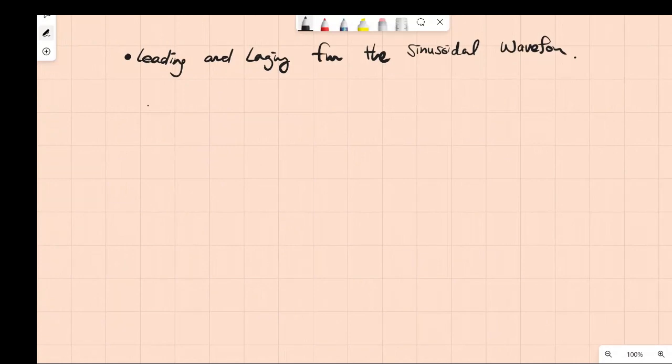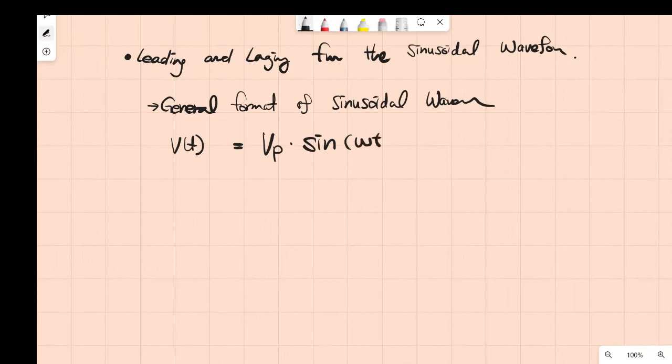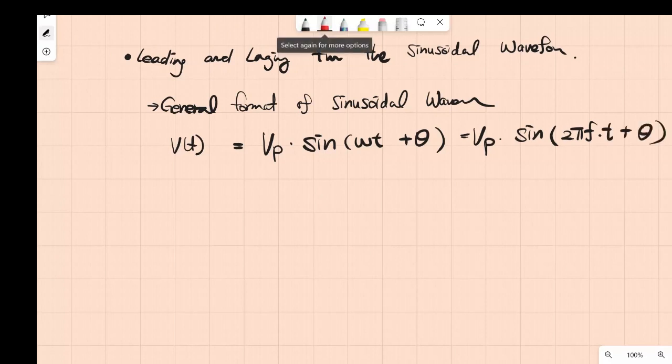We're going to learn the general format of a sinusoidal waveform: v(t) equals V_p sine omega t plus theta. It can also be written with V_p sine 2 pi f t plus theta.